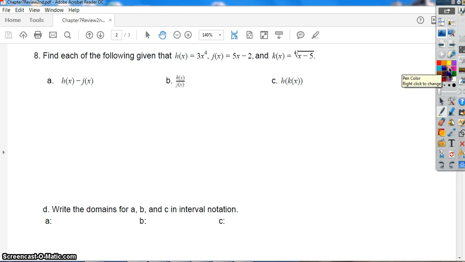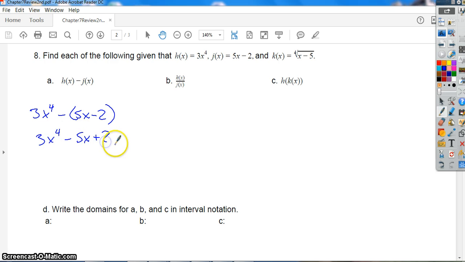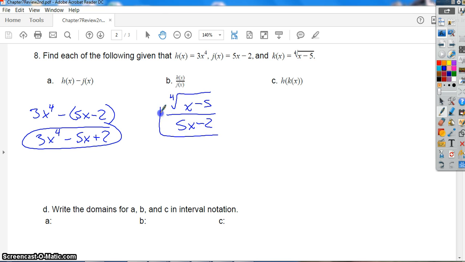Okay. h of x minus j of x. So this is 3x to the 4th minus 5x minus 2. So all I got to do is distribute that minus in, and we're good. Okay? k of x, the 4th root of x minus 5, over j of x, which is 5x minus 2. That's simplified. Good to go.